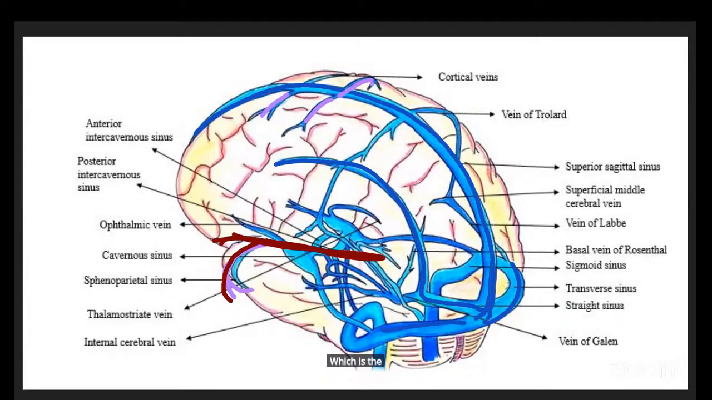vein of, can somebody name it? I'm just making sure you're not sleeping. Okay, Trolard. That's right. That is the superior anastomotic vein.